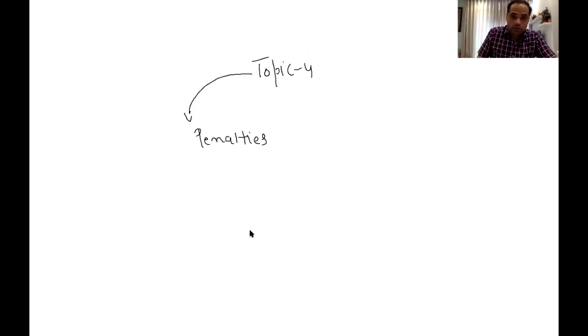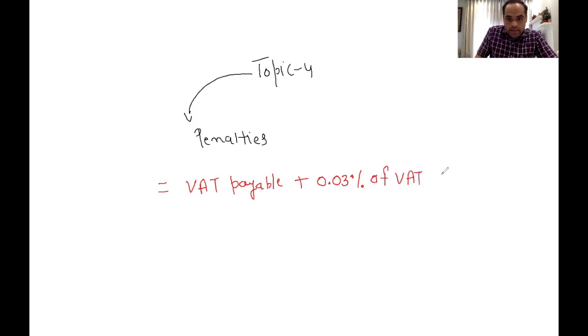So how do we estimate the penalties? The way to estimate the penalty is the value added tax payable, let's say it's due, plus 0.03% of VAT payable each day of late payment.